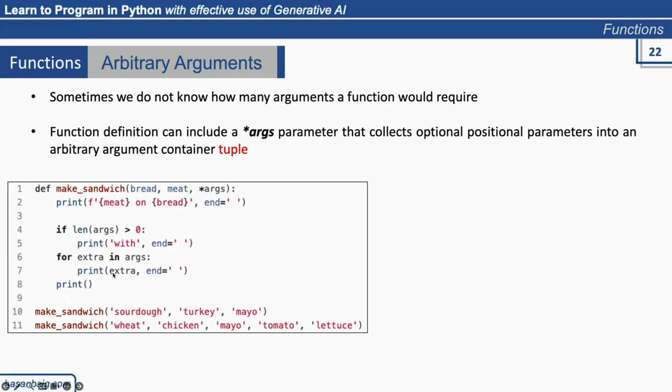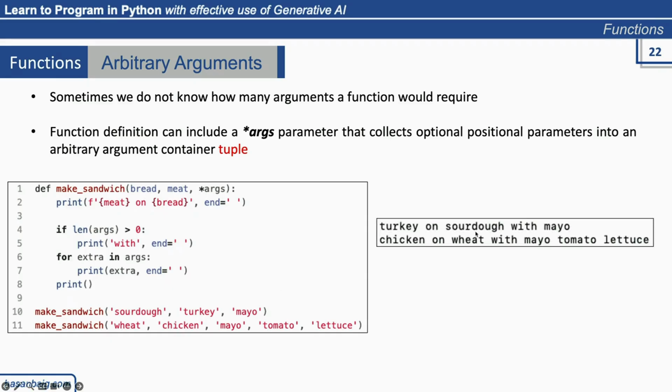This looping convention, I'm not going to describe right now, but it will keep looping and keep printing everything that you have passed. So in the first call, it will print turkey on sourdough with mayo. And in the second call, you pass wheat, chicken, mayo, tomato, lettuce, and so on. Okay? So you can pass 3 arguments, 300 arguments, or whatever. There's no limit to it. Okay, so this is how it works.